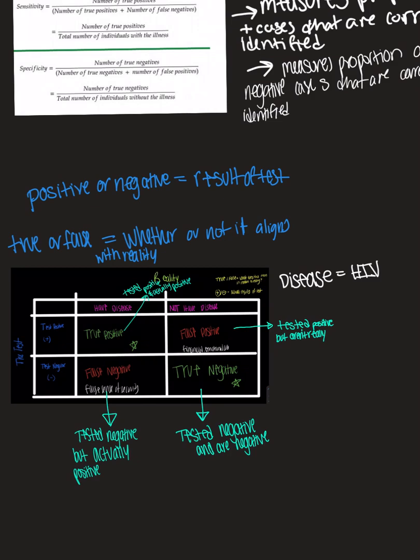And then a false negative is when you tested negative but you're actually positive. And then a false positive is the opposite, where you tested positive but you're actually negative, which can be kind of concerning because it can be a financial burden, and then you're putting chemicals in your body that you don't need. So that is why I decided to pick sensitivity and specificity.